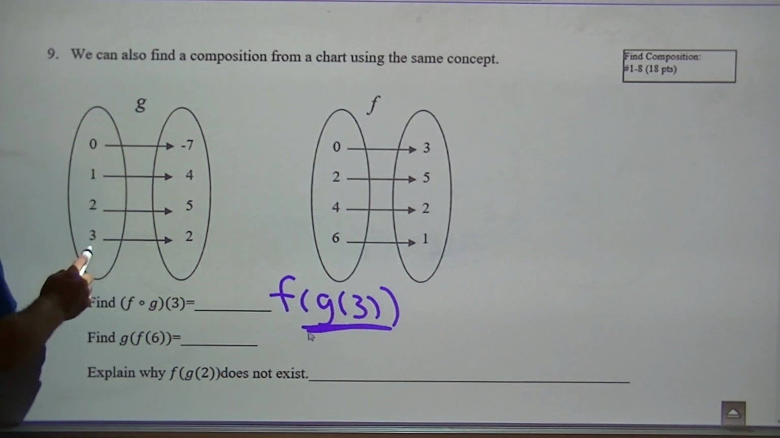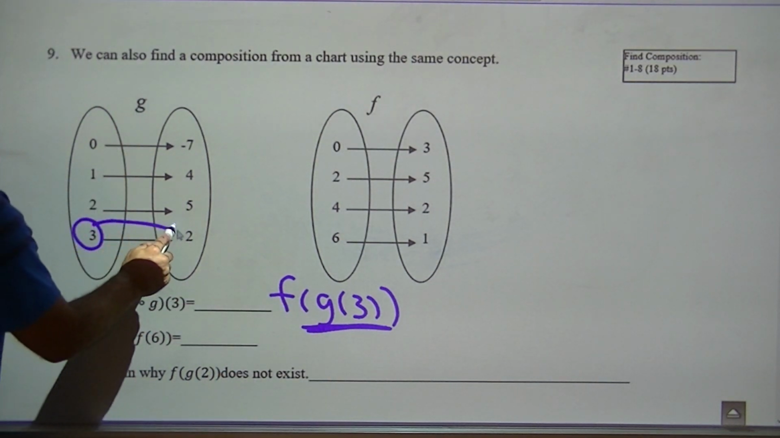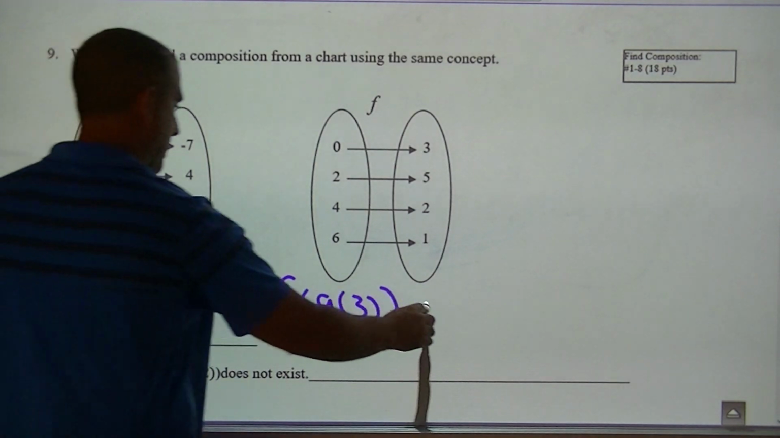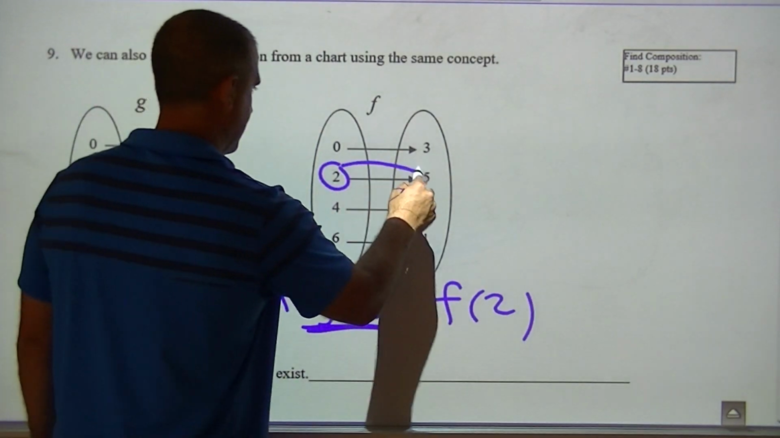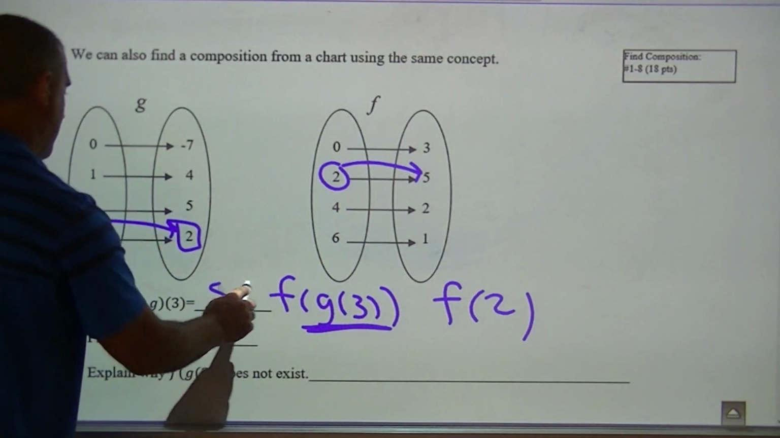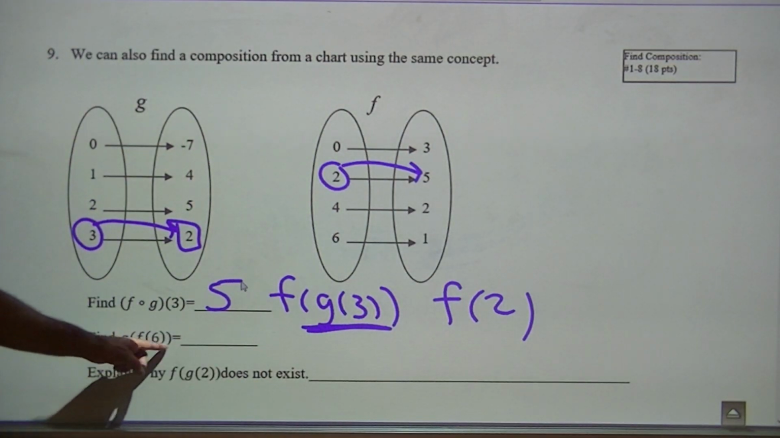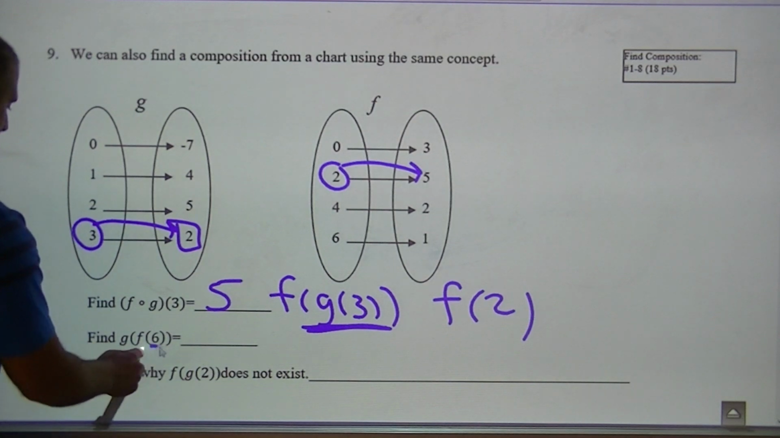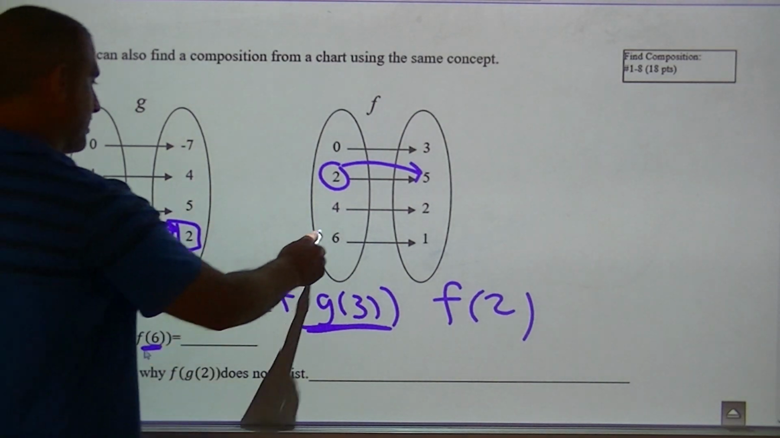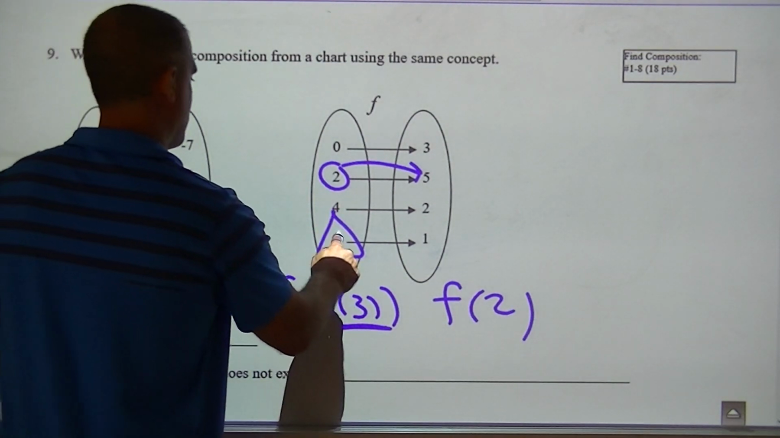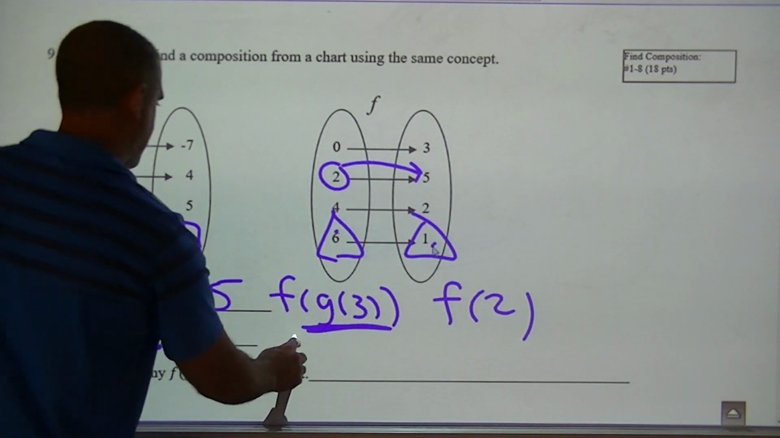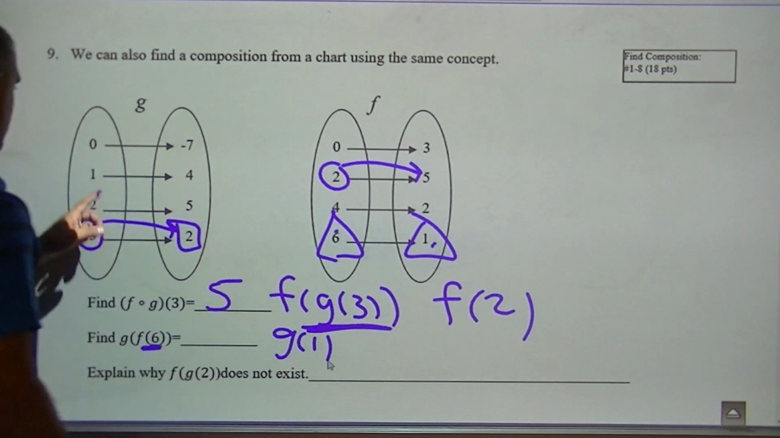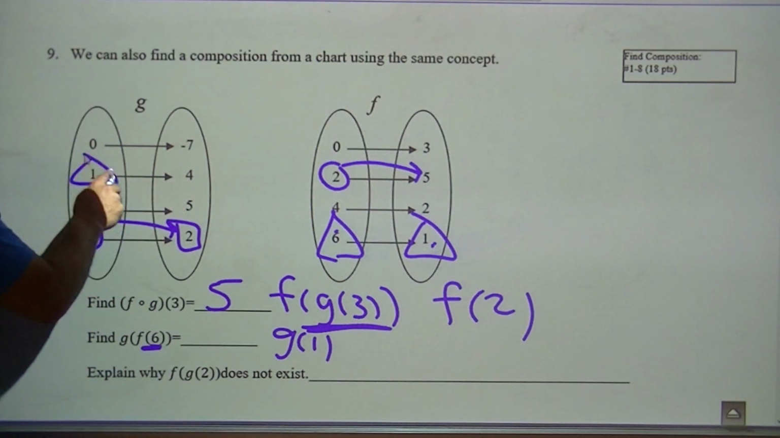So g of 3 leads to 2. Then what I have is f of 2. So 2 leads to 5. That will be 5 for my answer. G of f of 6, we're going to start with that. F of 6 would lead to 1. And then I take that, so now I've got g of 1. G of 1 will lead to 4.